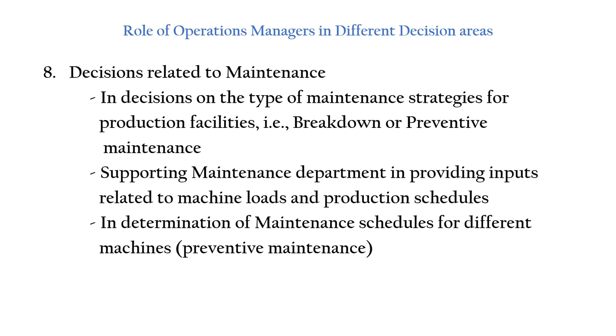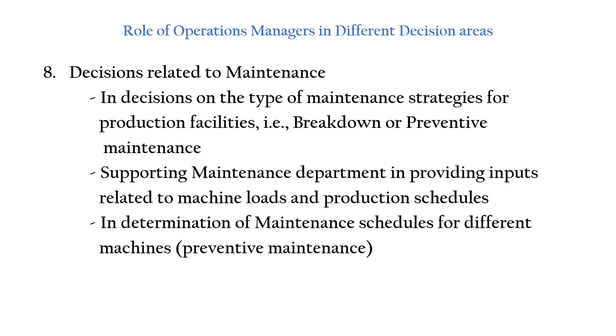And depending on the machinery condition as well as the breakdown probabilities, and the importance of the machine in the production process. Suppose it is a continuous process organization, even if there is a small breakdown in one particular machine, the entire production has to be stopped. So depending on the importance of the machine in the production process, we have to decide what kind of maintenance strategy has to be followed, whether it is breakdown or preventive.